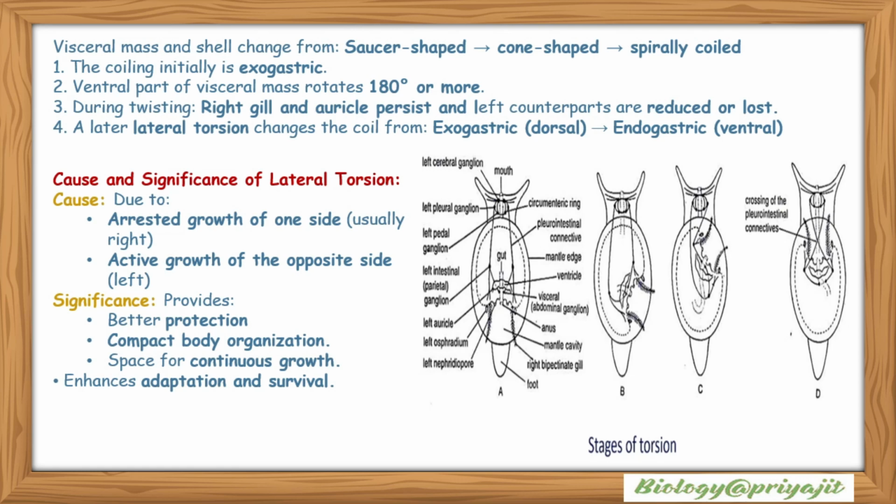So lateral torsion changes the coil from exogastric or dorsal position to endogastric or ventral position. Now what is the cause and significance of lateral torsion? The cause: it occurs due to arrested growth of one side, usually the right side, and active growth of the opposite side, that is the left side. What is the significance of lateral torsion? It provides better protection, compact body organization and space for continuous growth. It also enhances adaptation and survival.